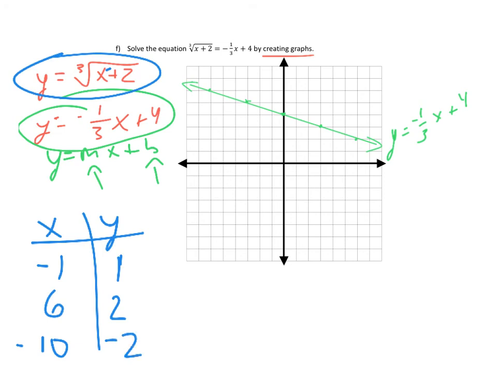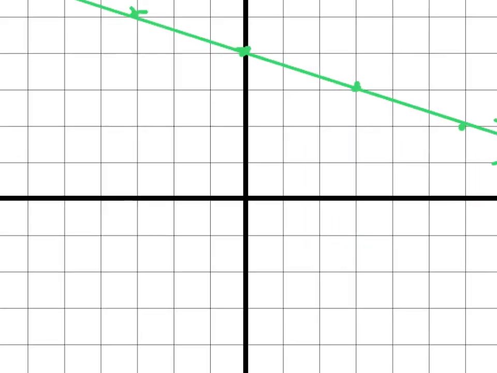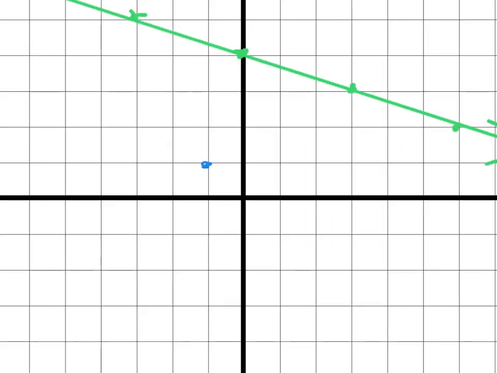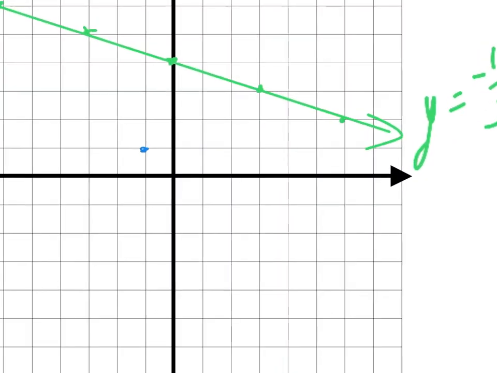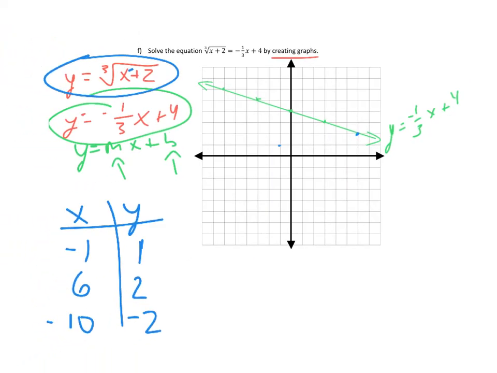I really can't even fit all those in here. But let's start by plotting those. So negative 1, 1. Right there. And 6, 2. 1, 2, 3, 4, 5, 6, 1, 2. Be there. And negative 10, negative 2. I can't fit that on here. So maybe at this point I would check my graphing calculator, plug those two both in.